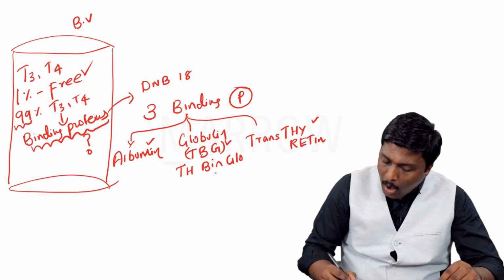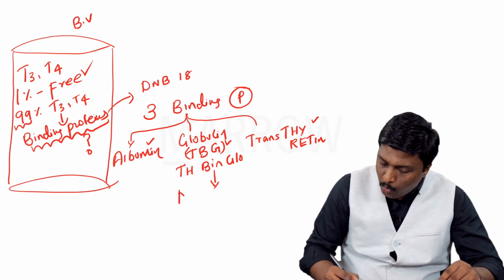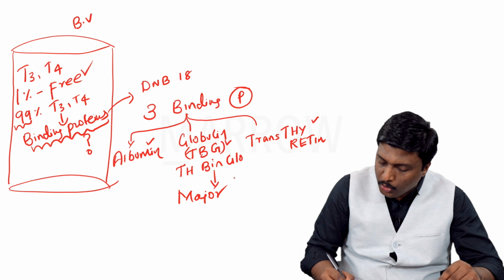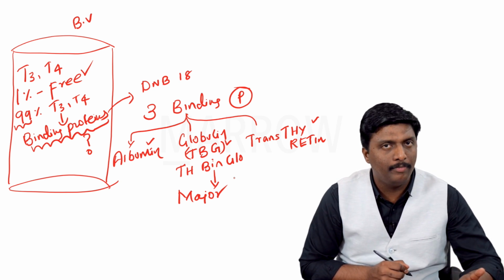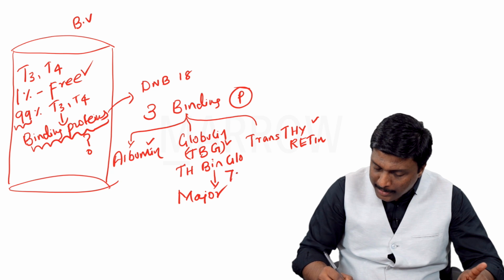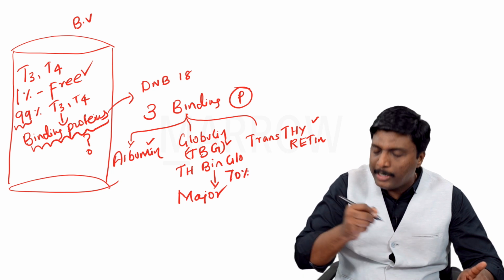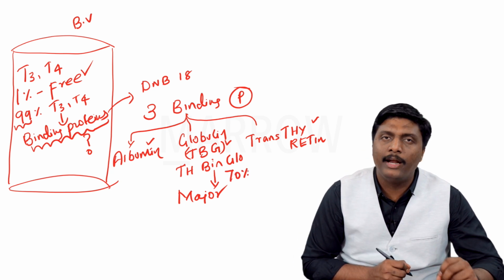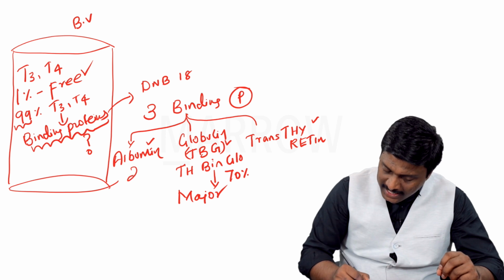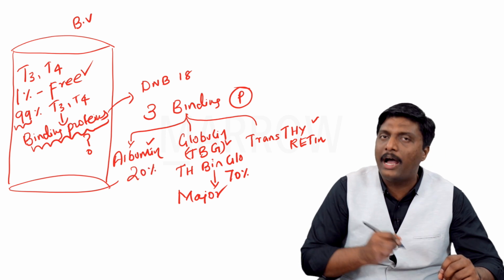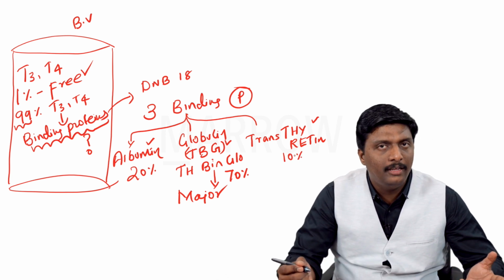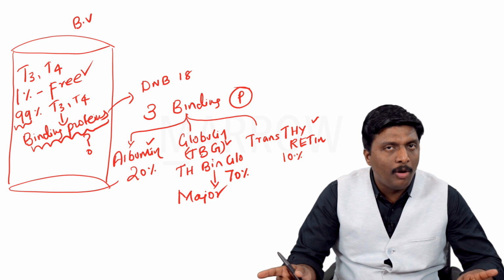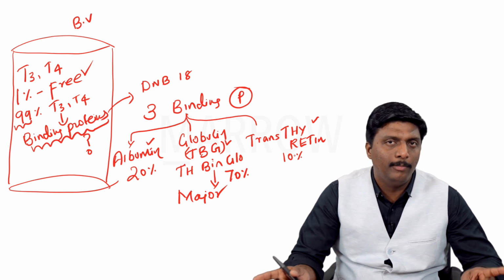MCQ. Out of these 3 forms, which one is always considered to be the major form? Thyroid binding globulin. Why major? 70% of hormone binding happens only in thyroid binding globulin. Only the remaining 20% goes to albumin for binding, and the least important last 10% goes to transthyretin. The most important binding form is always thyroid binding globulin.